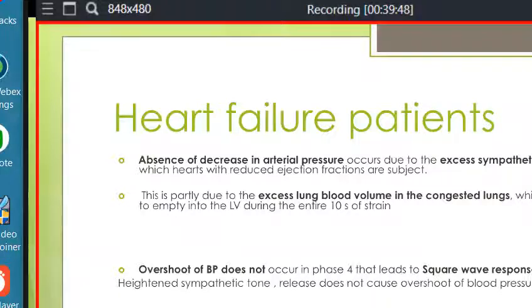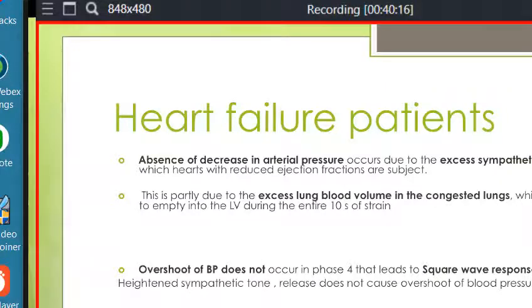The absence of a decrease in arterial pressure occurs due to the excess sympathetic tone to which hearts with reduced ejection fraction are subjected. And this is also partly due to excess lung blood volume in the congested lungs, which continues to empty into the LV during the entire 10 seconds of strain. So the overshoot of blood pressure does not occur in phase 4, which leads to a square wave response. This heightened sympathetic tone does not cause an overshoot of blood pressure.